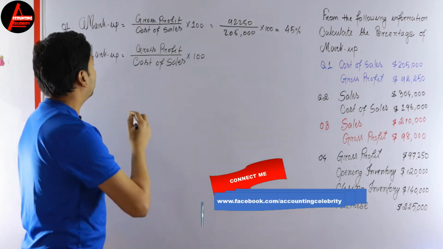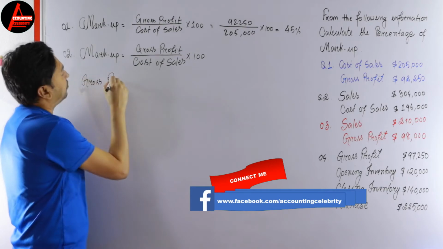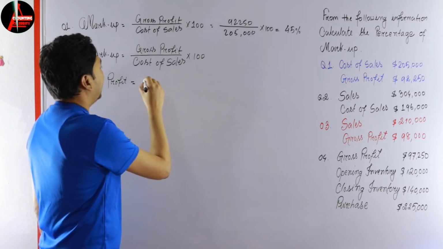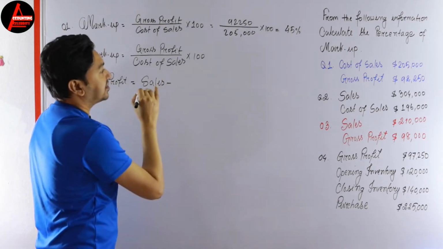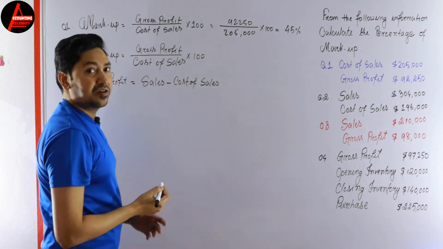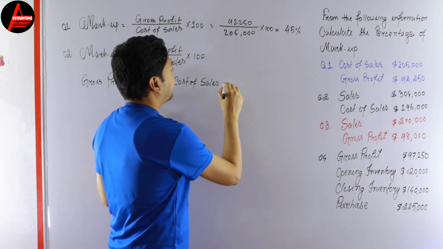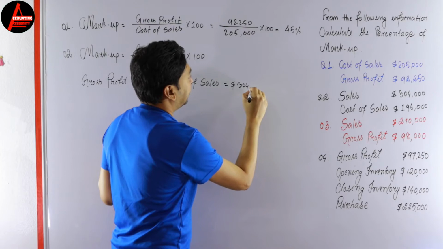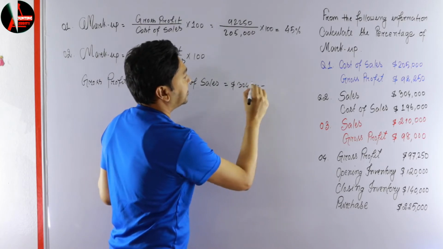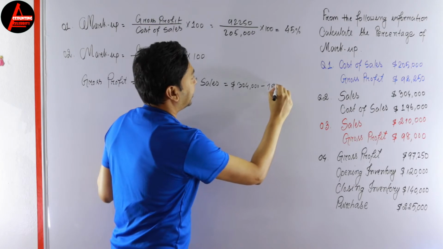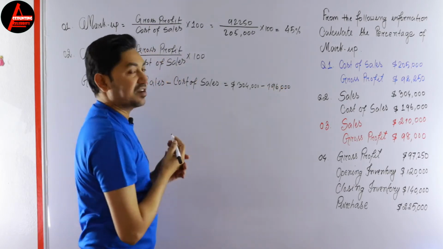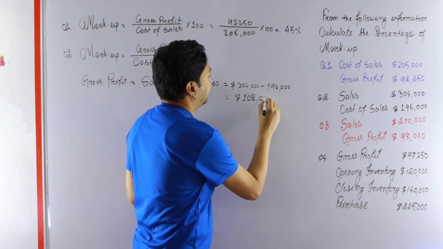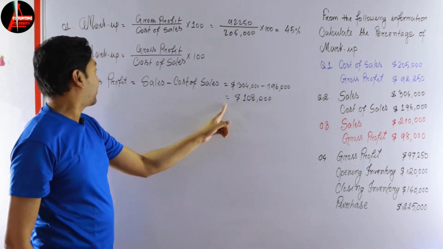Very simple. We know gross profit equals sales minus cost of sales. So what is your sales value? It is number 2, it is $304,000, minus cost of sales, which is $196,000. So if we subtract we get $108,000. This is our gross profit.